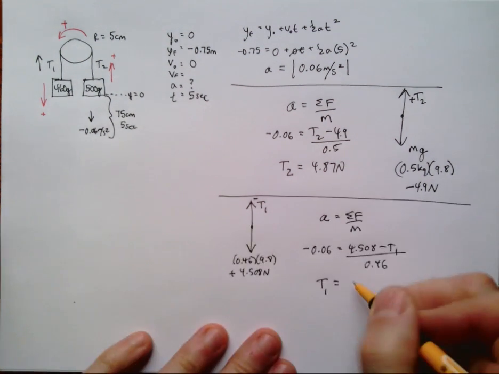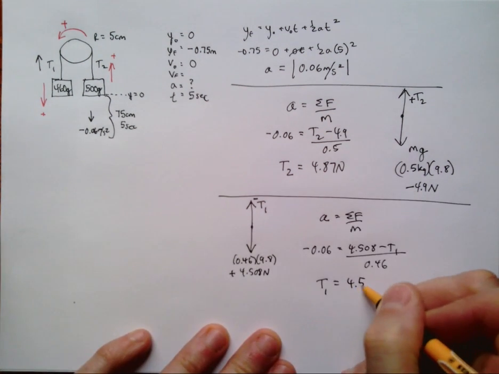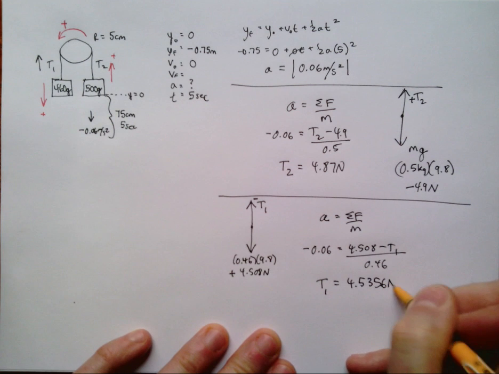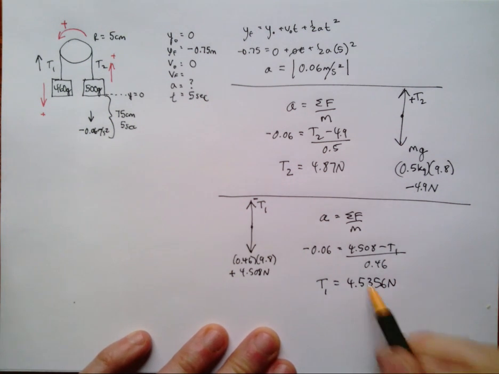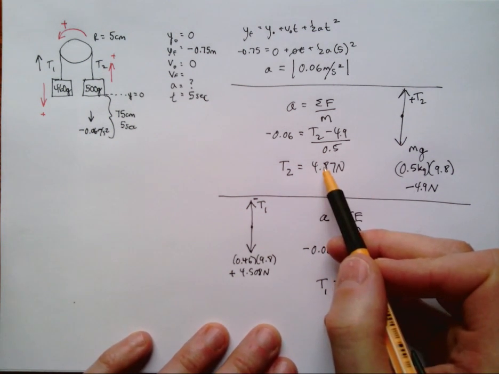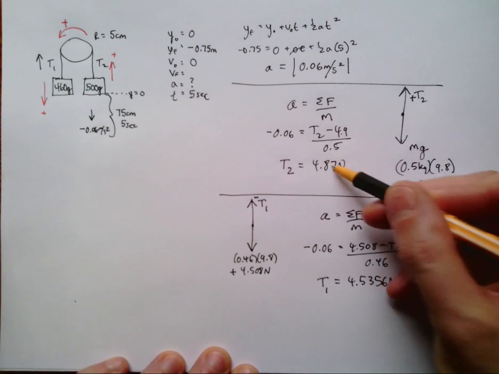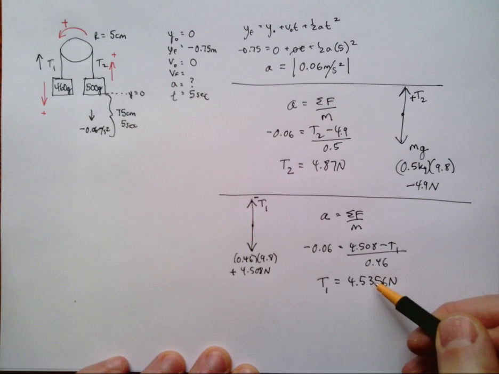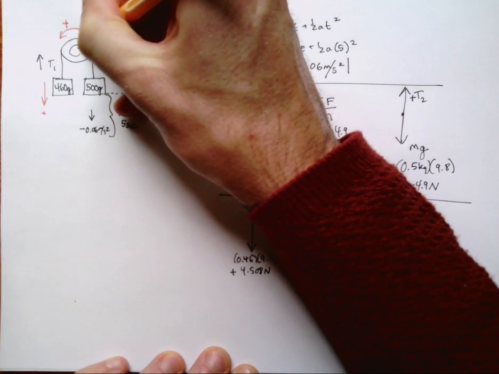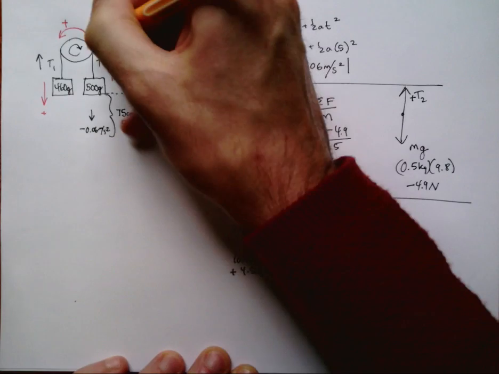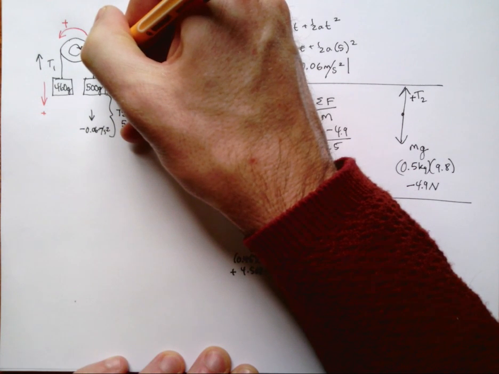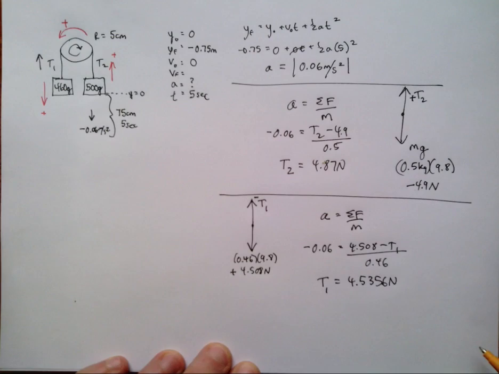And the answer I get is 4.5356. So as predicted, this tension is different than that tension. And I also, although I didn't mention it, would predict that this tension would be larger than that tension because the wheel is actually going to rotate in that direction, which means you need more torque in the clockwise direction than in the counterclockwise direction. So this is all making sense.